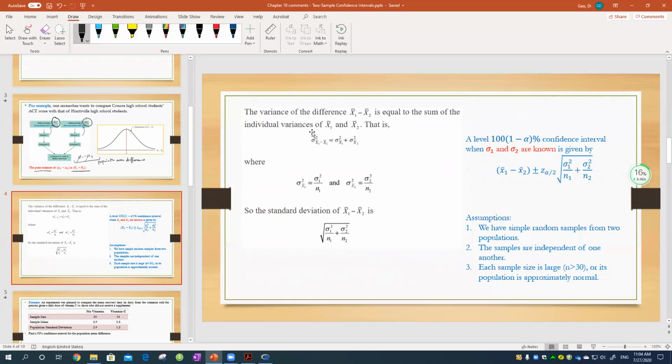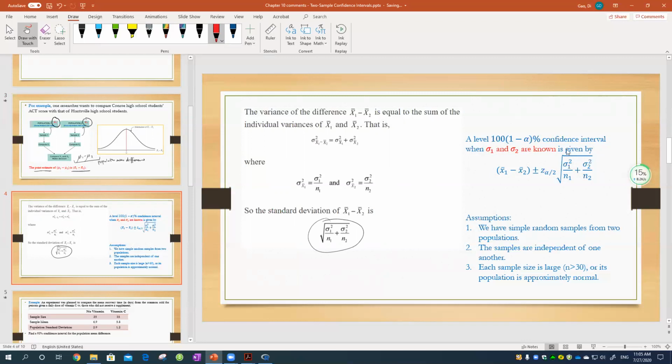the variance of x1 bar minus x2 bar is going to be the variance for the separate x1 bar and x2 bar added together. So if we know that, we can obtain the standard deviation of x1 bar minus x2 bar, which is square root of sigma 1 squared over n1 plus sigma 2 squared over n2. So that is the standard deviation. So then we can construct a confidence interval.